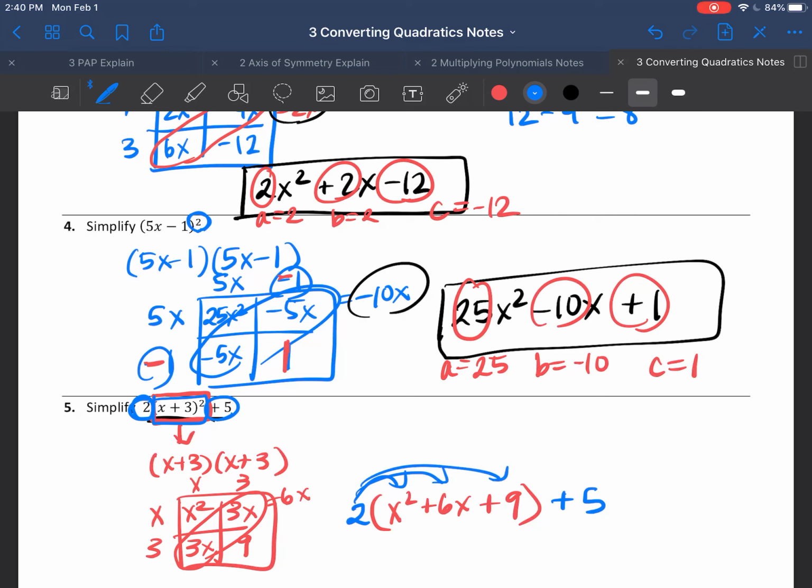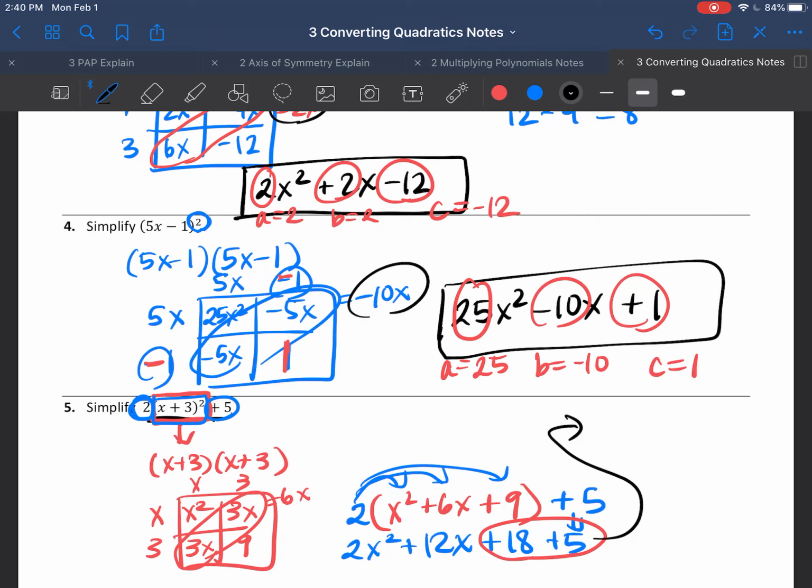Distribute your 2 first, and you get 2x squared plus 12x plus 18. Bring down the plus 5. Your very, very last step is to add these together because they're both constant. And so our final answer is 2x squared plus 12x, and then 18 plus 5 is 23.